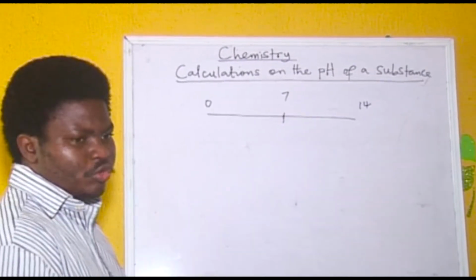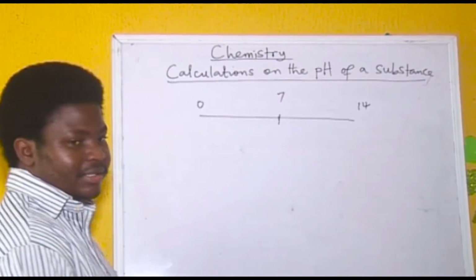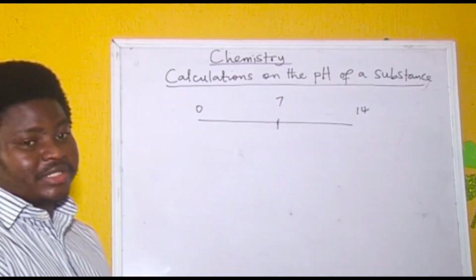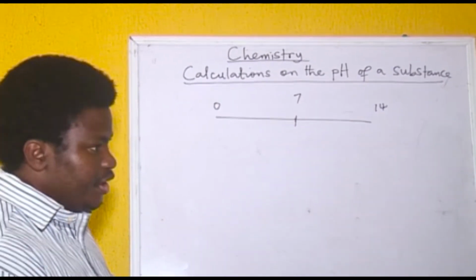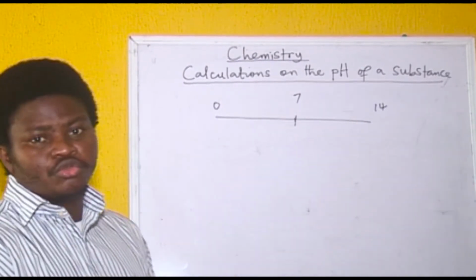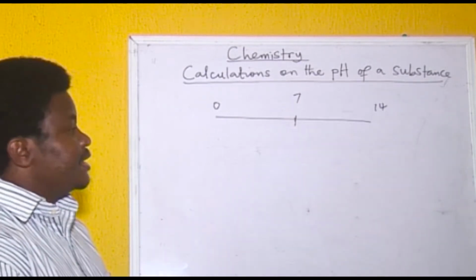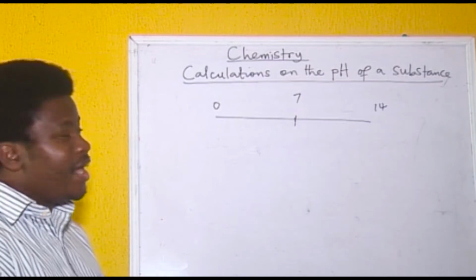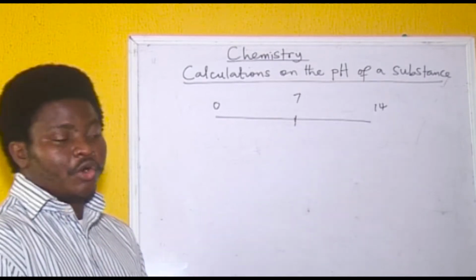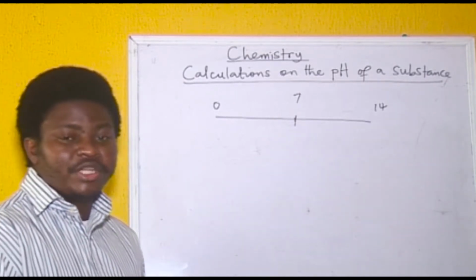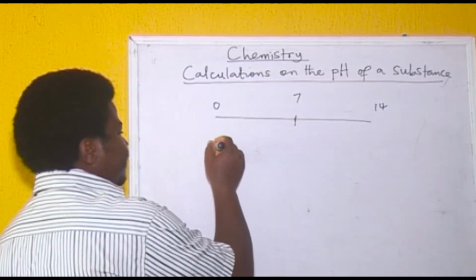Another thing we need to know is how we can identify a substance that is acidic and a substance that is basic, such that we will be able to calculate the pH. So we define elementarily what an acid is. An acid is any substance that, when in solution, gives hydrogen ion or hydronium ion as its only positive ion in solution. So an acid is a substance that will behave like this.